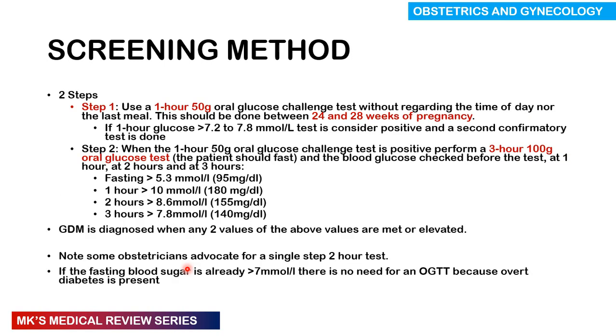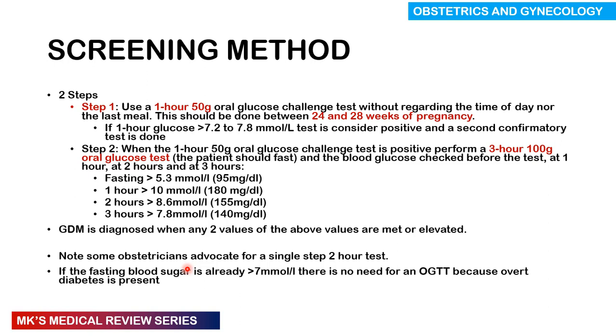So how do we screen for this patient? There are two ways in which we do this. There is the two-step screening, or we can do the one-step screening. Some obstetricians advocate for doing the one-step screening, which is a 2-hour postprandial glucose tolerance test. Though it's not commonly done, even this two-step screening test in our setting is not commonly done.